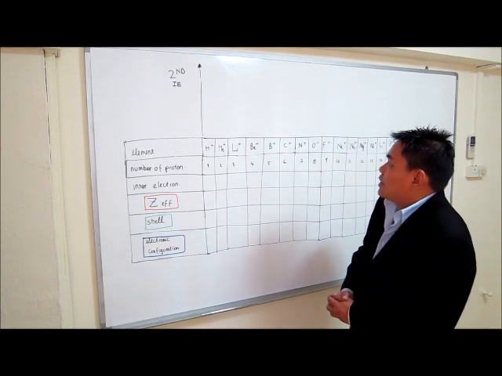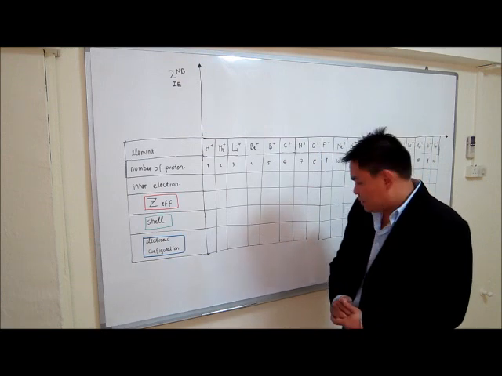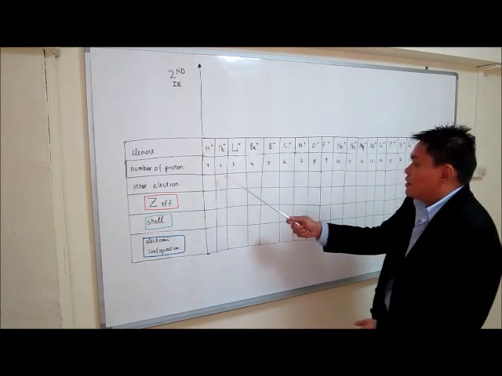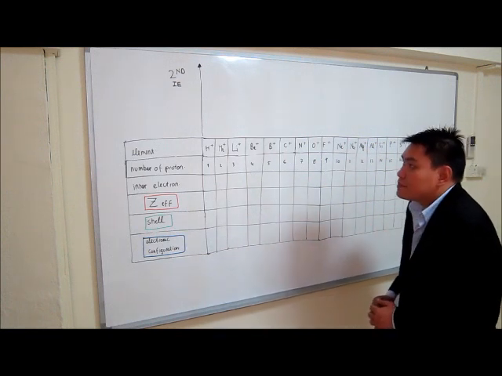The topic I would like to explain to you today is how to draw the second ionization energy graph against the number of protons, or against the elements in order.